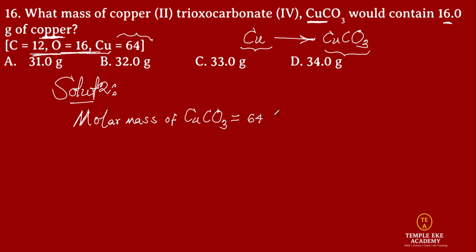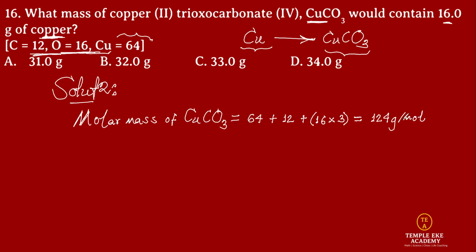So let's continue. The relative atomic mass of carbon is 12, and there is just 1 atom of carbon. We continue in that manner. Plus, oxygen occurs 3 times. So relative atomic mass of oxygen is 16. And now we multiply by 3 because there are 3 atoms of oxygen present. By adding all of these together, 16 multiplied by 3 gives us 48. 48 plus 12 gives us 60. 60 plus 64 gives us 124 gram per mole. This is the molar mass of that compound.